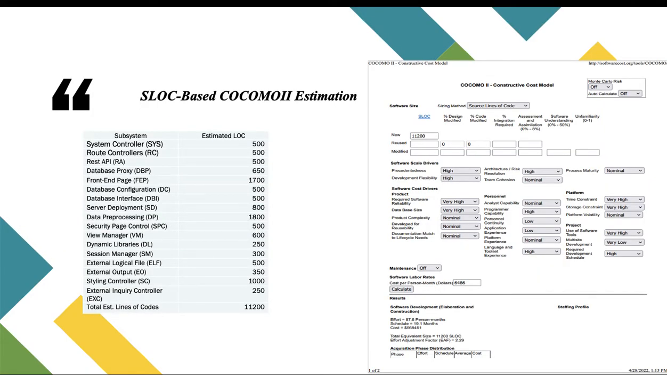Then we proceeded to the second estimation, which is the COCOMO 2 estimation. We estimated our lines of code at 11,200, and we used the COCOMO 2 estimation technique to predict our cost. The project was estimated at 19 months with an effort of 87 person-months, and the cost is $568,451, with a total equivalent size of 11,200 lines of code.